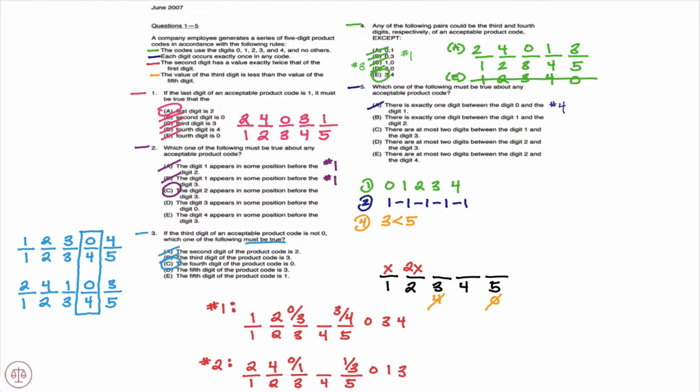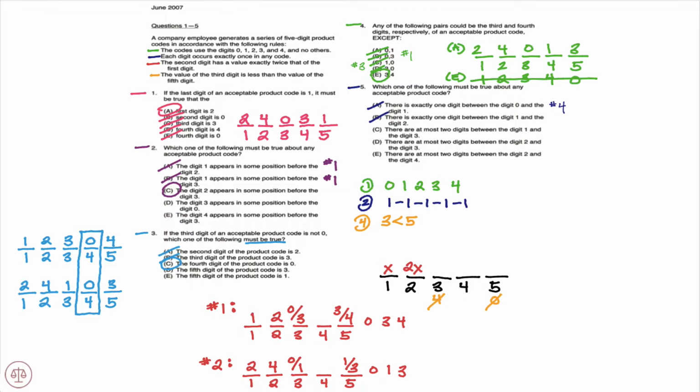B, there is exactly one digit between the 1 and the 2. Again, that does not have to be true. Looking at our scenario 1 and our hypothetical scenario 1 from question 3, we notice that there is no space between 1 and 2. No digits. They're directly next to each other. So B does not follow, and B would be eliminated.